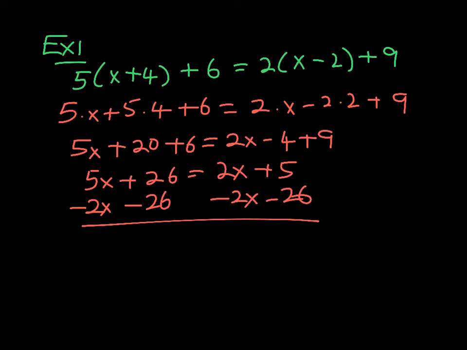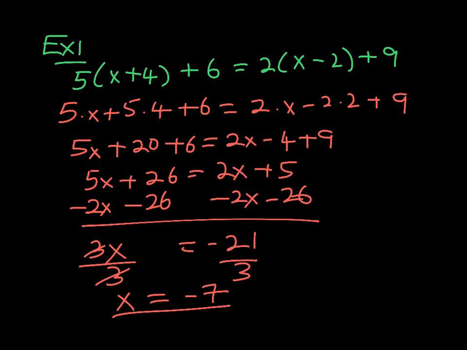So 5 minus 2x, that gives us 3x. 26 minus 26, that leaves us with 0. 2x minus 2x, that is 0. 5 minus 26, that leaves us with negative 21. Okay, now to find x, we need to divide both sides by 3. So we divide by 3, the 3 cancels the 3, and then what we have is x is equal to negative 21 divided by 3, that will be negative 7. So the solution to this equation is negative 7.